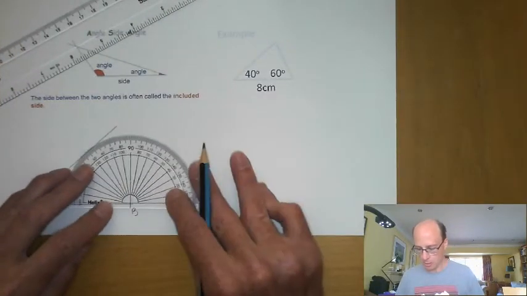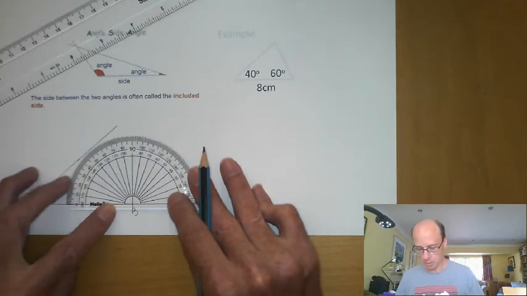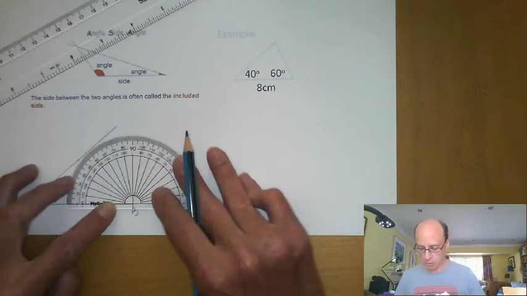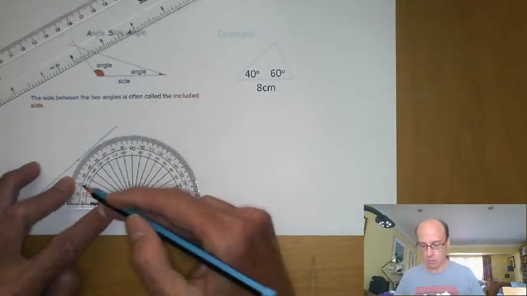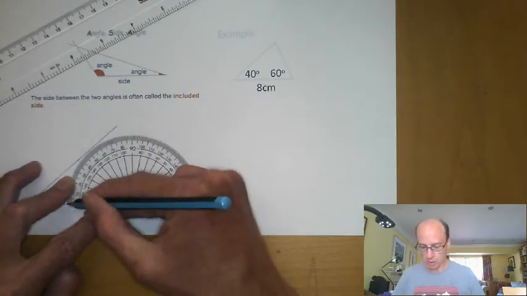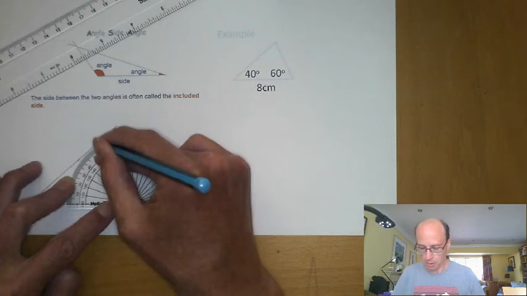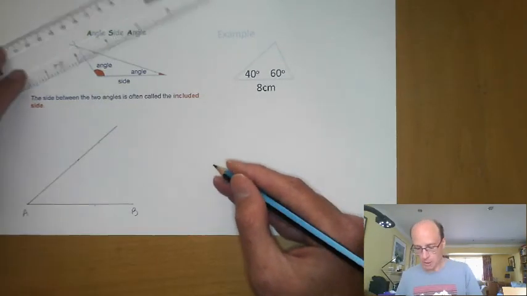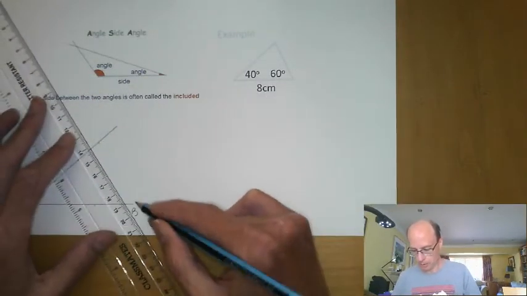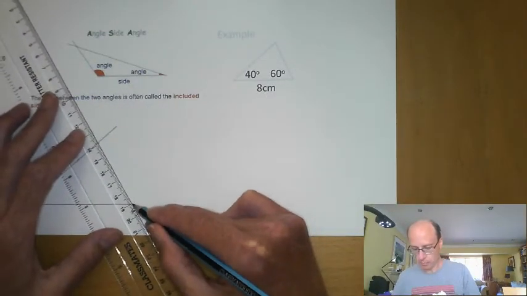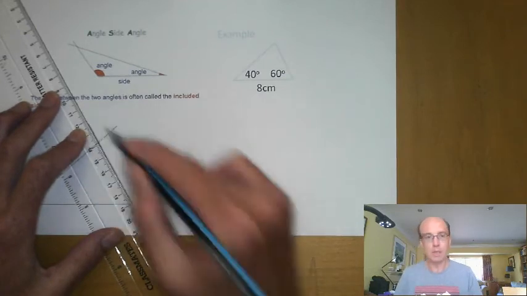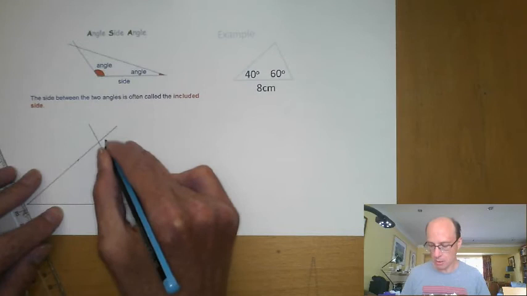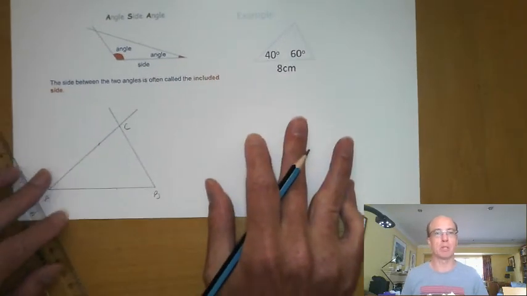I'm then going to measure my second angle, which is 60 degrees. So in this case I'm going to put my crosshairs on point B, make sure my baseline's lined up, and measure 60 degrees. For 60 degrees I'm going to use the outer scale, so I'm starting at 0 and I'm coming round to the point here at 60 degrees. I'm going to connect that point up with my point B and draw a line.